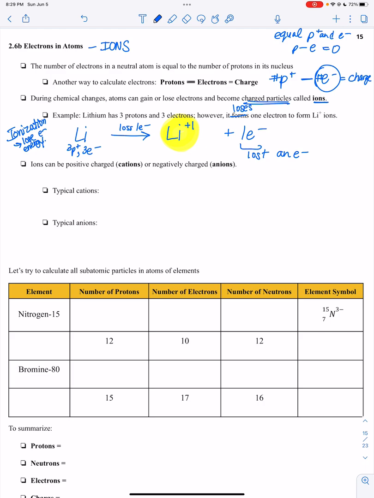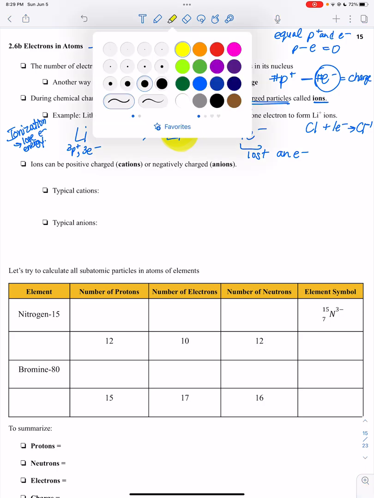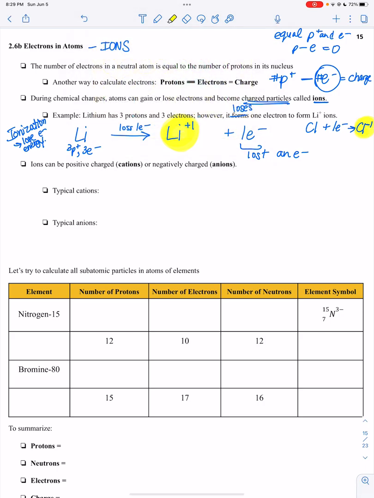But I'll do another one. Like, what if I had chlorine? Chlorine can gain an electron, and it could become Cl minus 1. Again, now look at that here. This is Cl minus 1 because it gained an electron. So in that case, I have gain 1 electron. Okay? Ions can be positively charged or negatively charged.